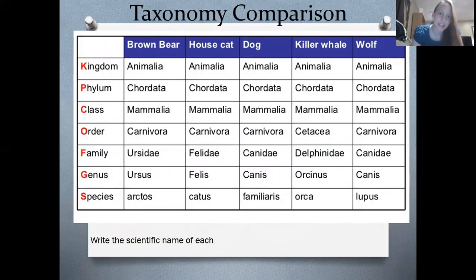So this is kind of a taxonomy comparison of 5 different species here. If I were to give you the scientific name of the brown bear, it would be Ursus arctos. Okay, so we just take the genus and then the species. Okay, so a dog would be Canis familiaris, for instance. A wolf is Canis lupus.